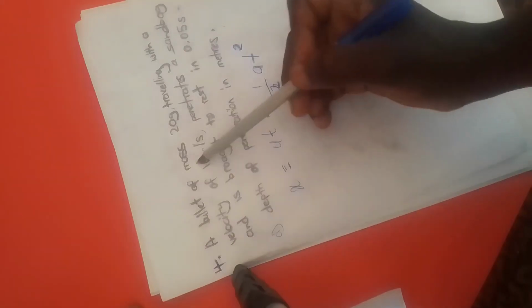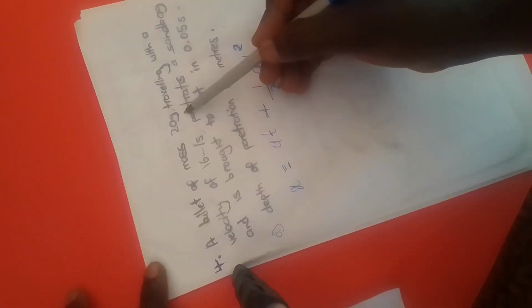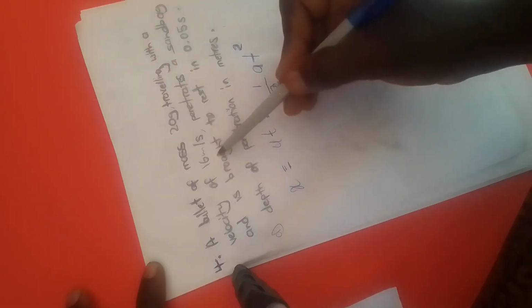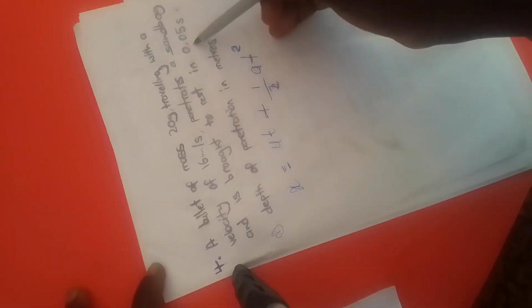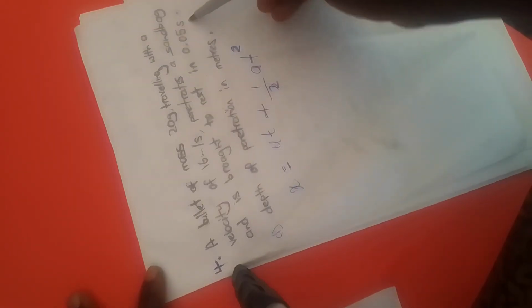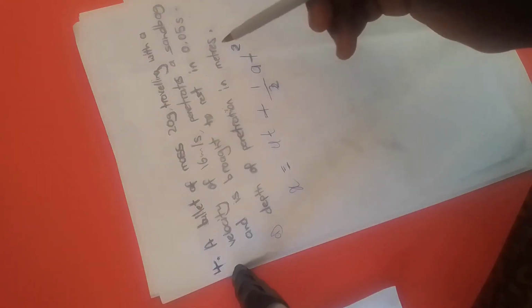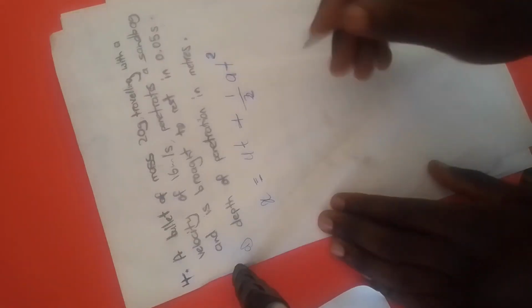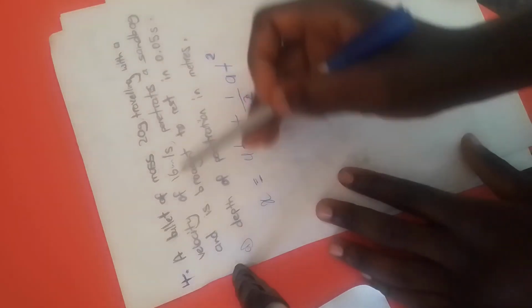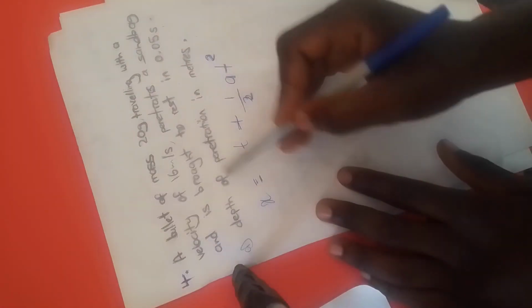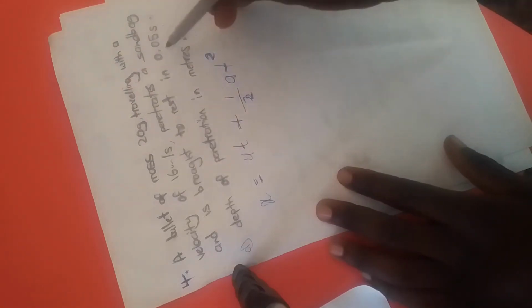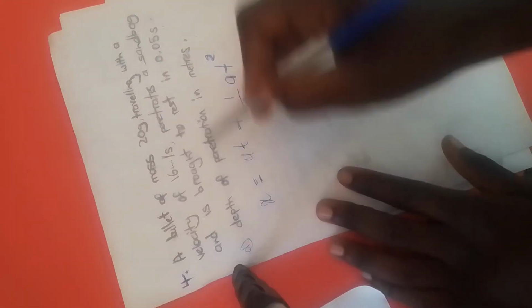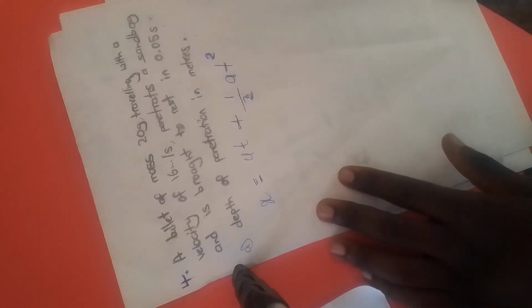So a bullet of mass 20 grams traveling with a velocity of 16 meters per second penetrates a sandbag and is brought to rest in 0.05 seconds. Calculate depth of penetration in meters. I'll read the question again. A bullet of mass 20 grams traveling at a velocity of 16 meters per second penetrates a sandbag and is brought to rest in 0.05 seconds. Calculate depth of penetration. How deep did the bullet penetrate into the sandbag?